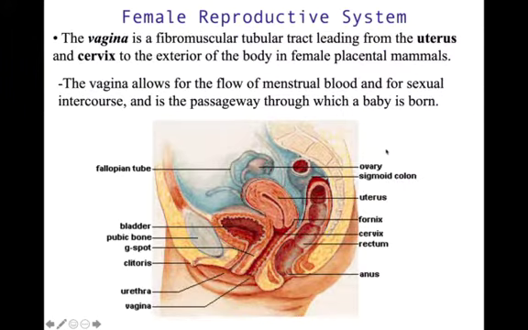The next one is the vagina. So again, the misconception is that the outer genitalia of a female is the vagina. Well, no, that's called the vulva.